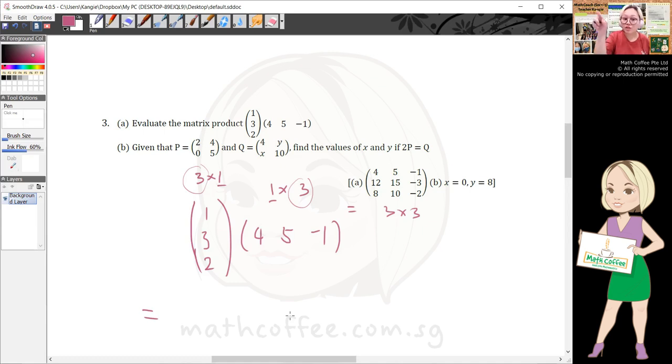Remember, it's the first row and first column. This is a bit cute lah. This is like 1 and the 4, right? So it's 1 times 4. Okay. Then after that, 1 times 5. Then after that, 1 times -1. The first row with first column, first row with second column, first row with third column. It's just that your first row is just one number. That's why it looks a bit weird.